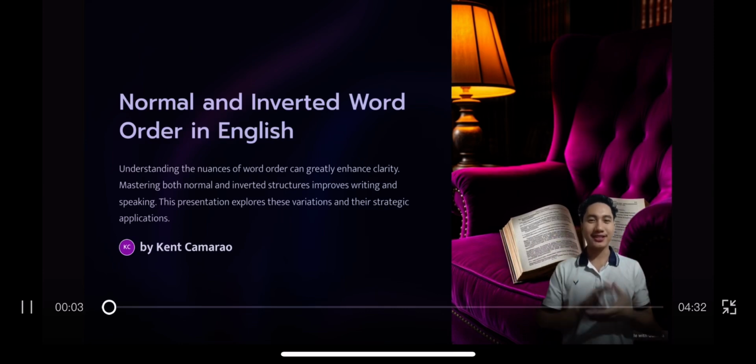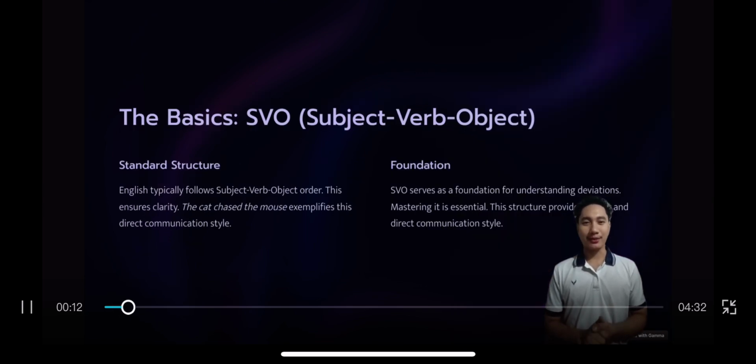Hello everyone. So in this lesson, we are going to discuss normal and inverted word order. Let's start with the normal word order, or the basics, which is SVO, or subject-verb-object. In standard structure, English typically follows subject-verb-object order. This ensures clarity. For example, the cat chased the mouse.